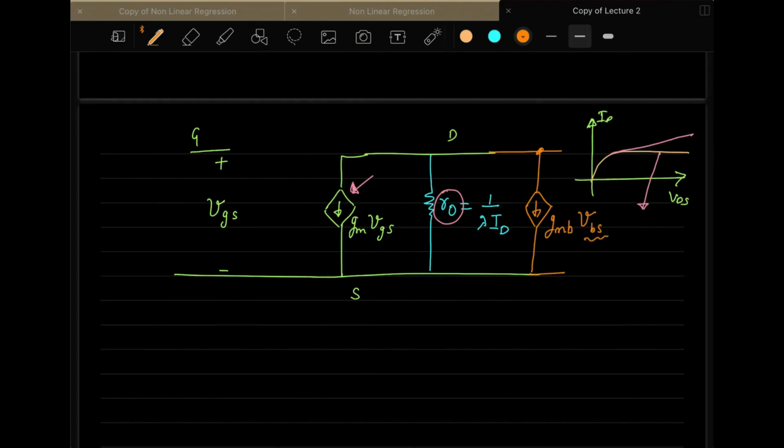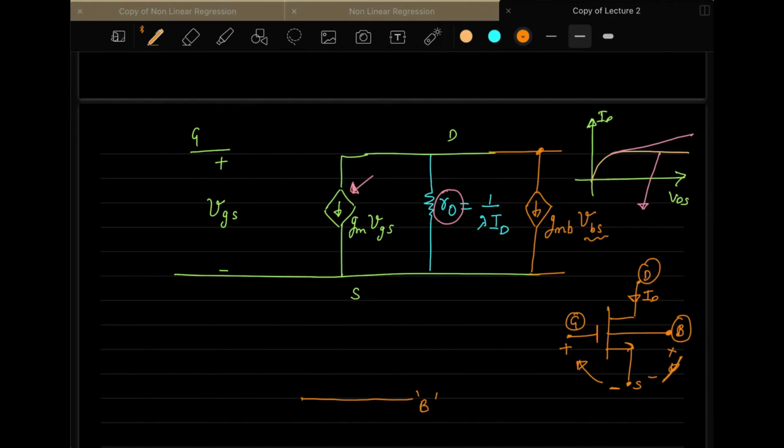And what is VBS? There is one more terminal which we are calling the bulk terminal, and this bulk terminal is nothing but this terminal. This is your bulk terminal, this is your drain terminal, this is your source terminal, and this is your gate terminal. Earlier you were controlling the current by changing this voltage, as the current ID was changing because of VGS only. But now you are changing the current by VBS also, this voltage.